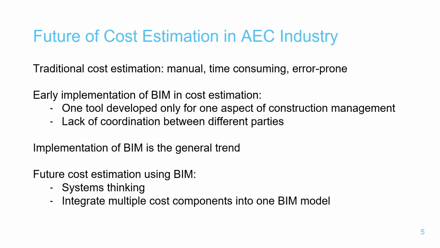Cost estimation in the AEC industry was traditionally done by manual QTO calculation. This process can be very time-consuming, and manual calculation is prone to human errors. With the recent surge of BIM technology, we were able to combine the calculation process with the 3D model of the product, and significantly decrease both the effort and the errors. However, the early BIM implementation usually has one type of tool developed for one particular aspect of construction management. Different stakeholders can be using different BIM tools that cannot easily communicate with each other, and this limits the full potential of BIM in cost estimation.